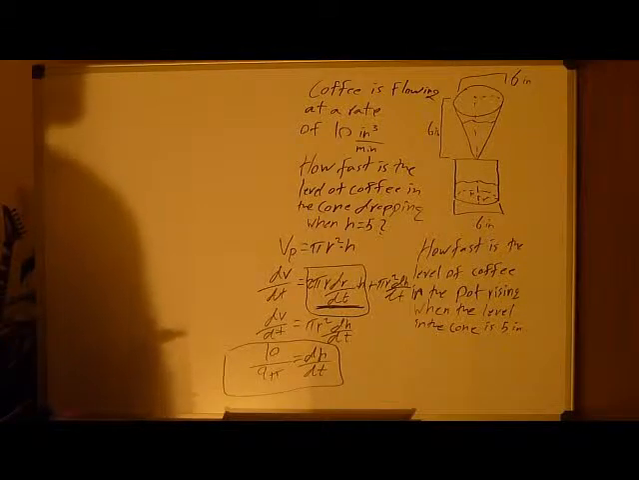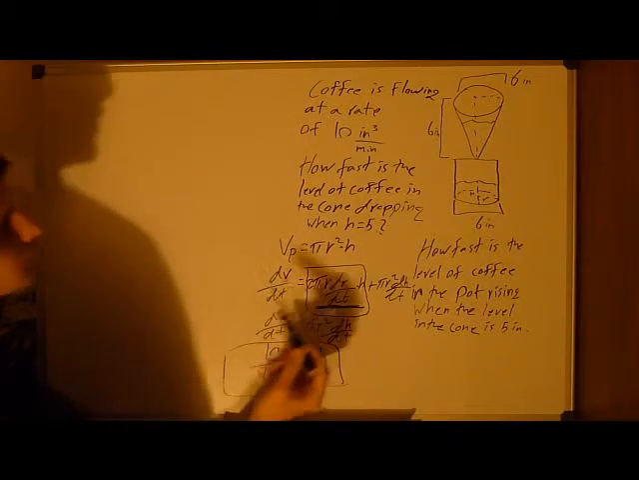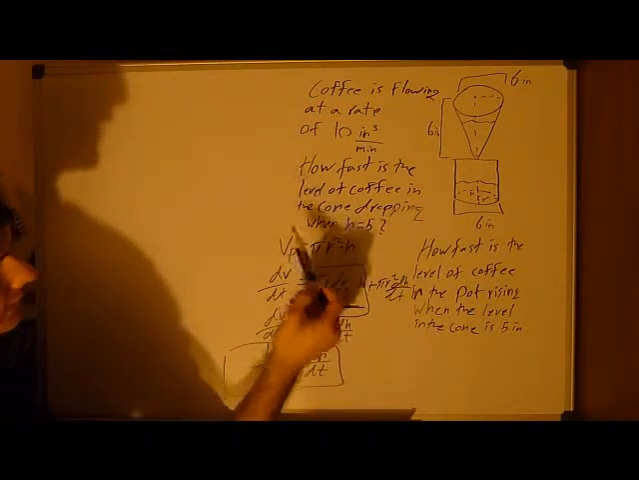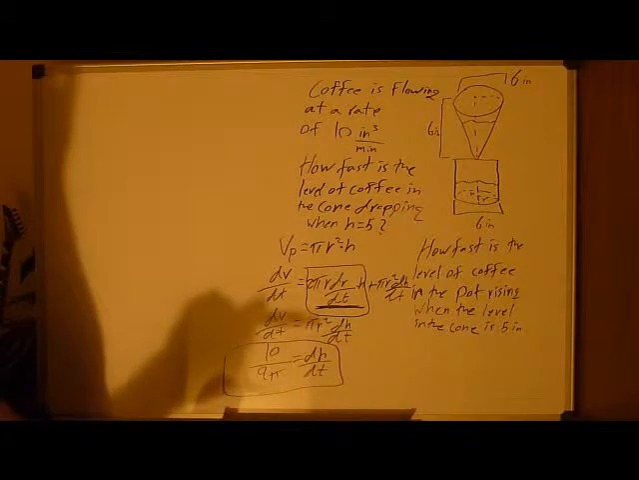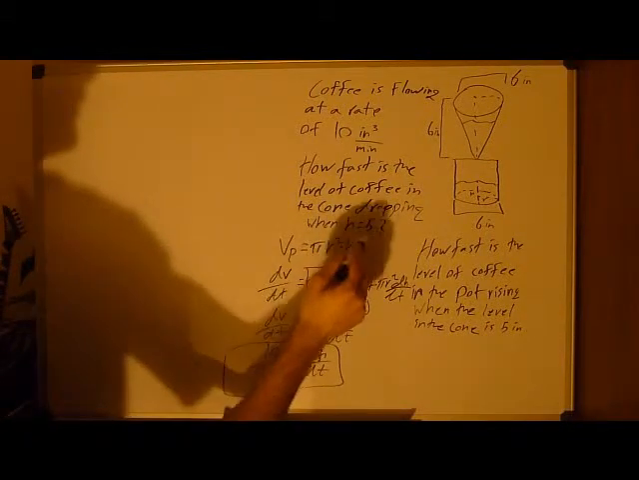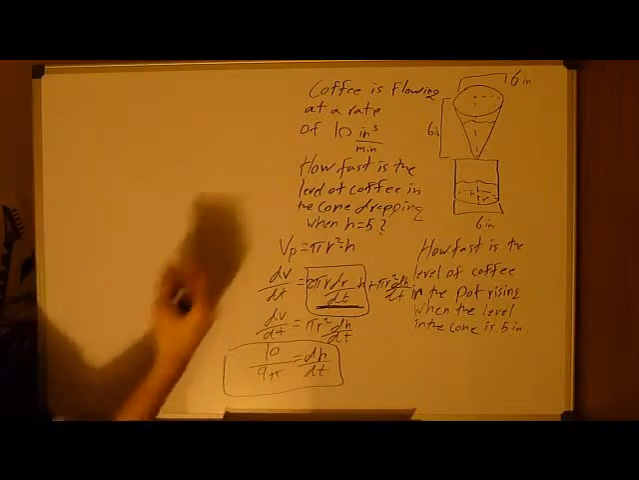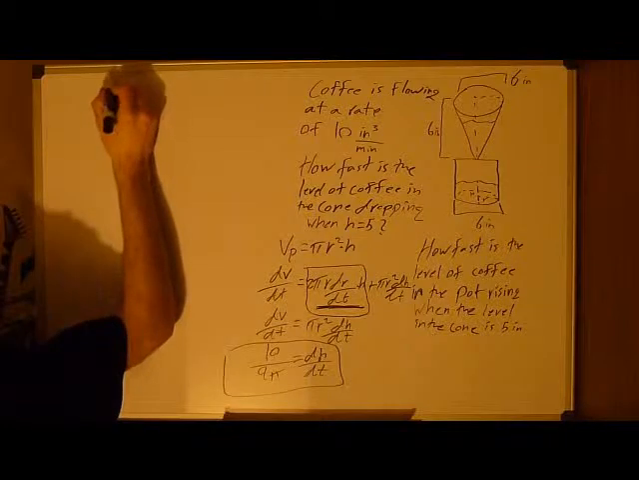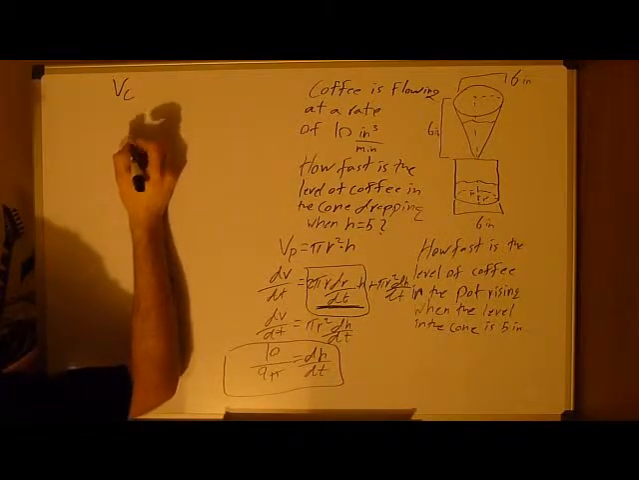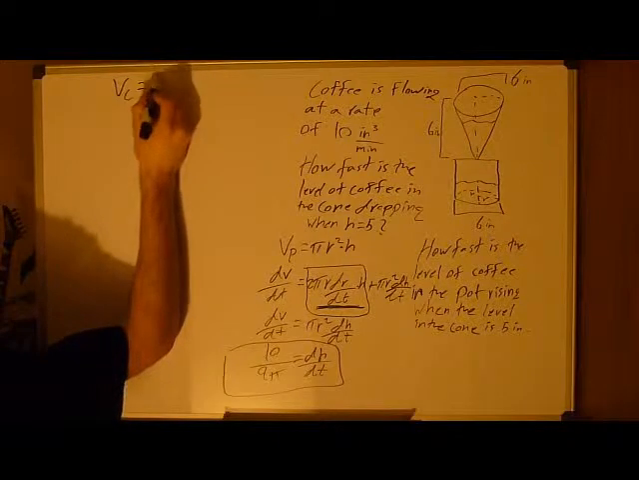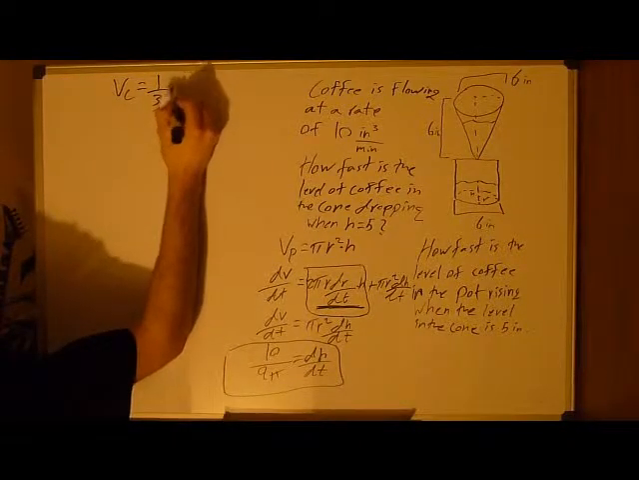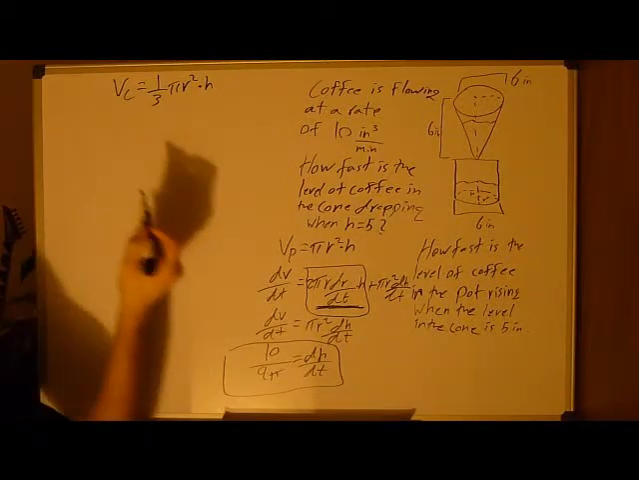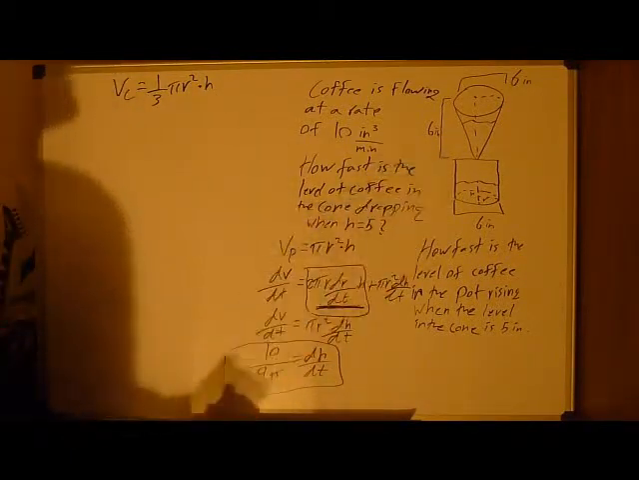We come to the second question. The second question says, how fast is the level of coffee in the cone dropping when h is equal to 5? Here, we actually are going to need the height. First we have to find the relationship, of course, just like we did over here. So V sub C, C for the cone, equals 1/3 pi r squared times h. Well, it's just 1/3 the volume of the cylinder.